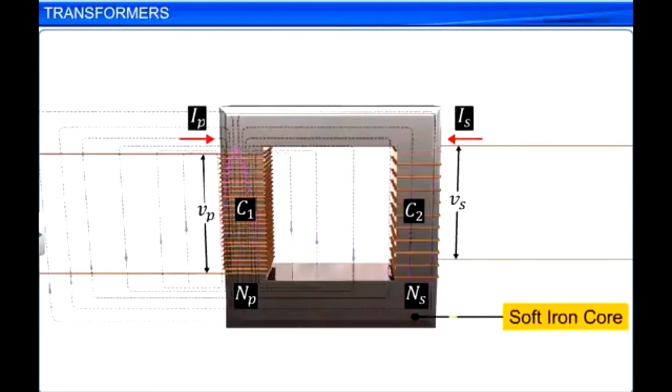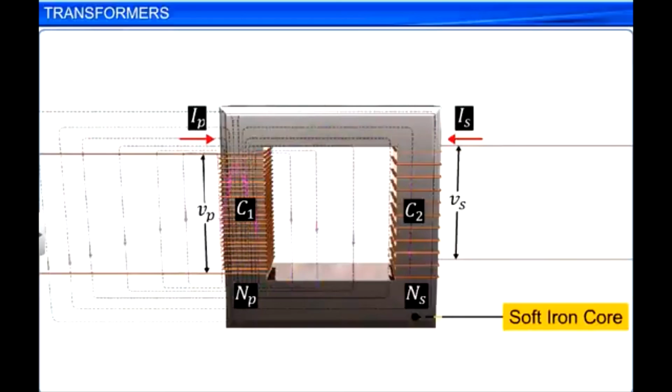The soft iron core is provided to increase the magnetic flux through the coils and to provide a medium through which all the magnetic flux through the primary coil also passes through the secondary coil. This increases the mutual inductance of the two coils as more flux from the first coil now passes through the second coil.